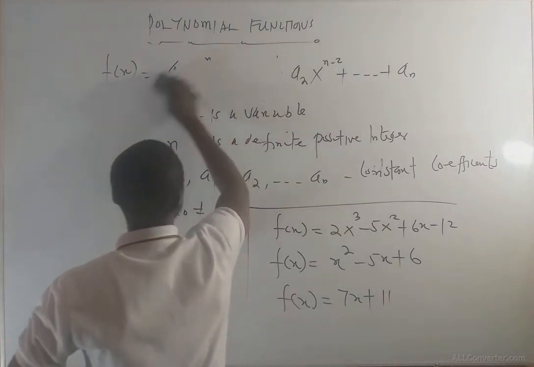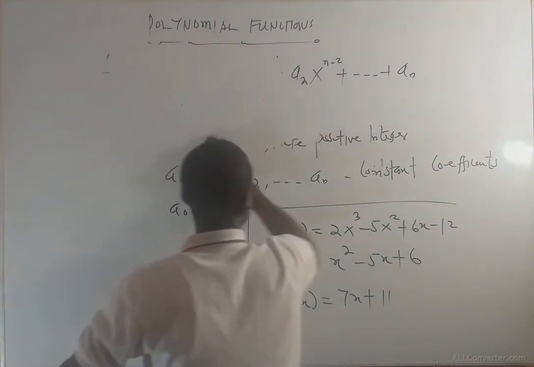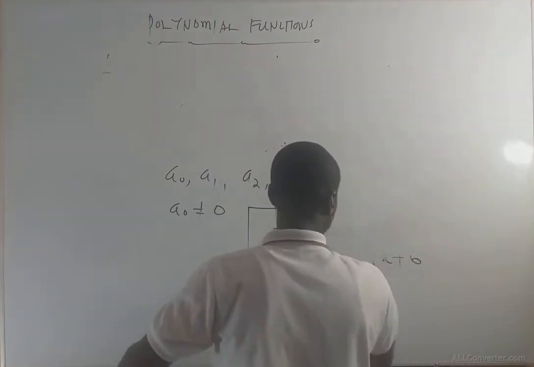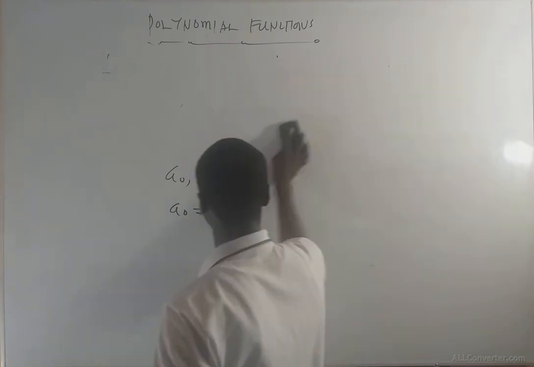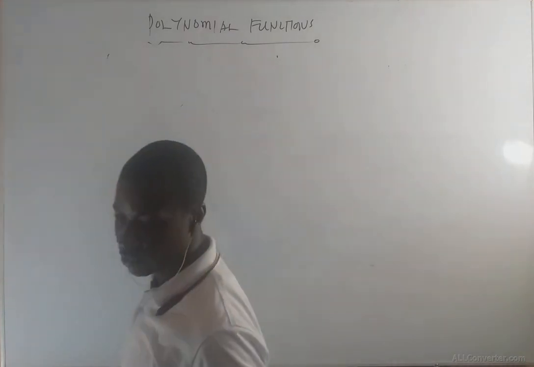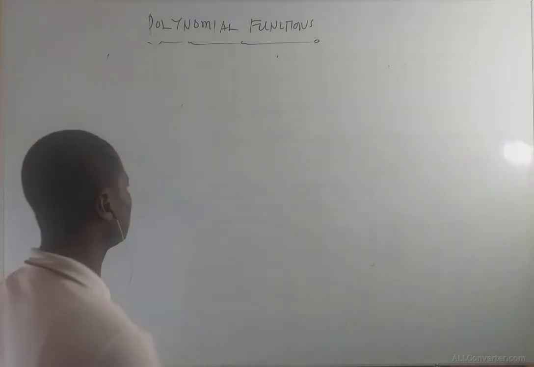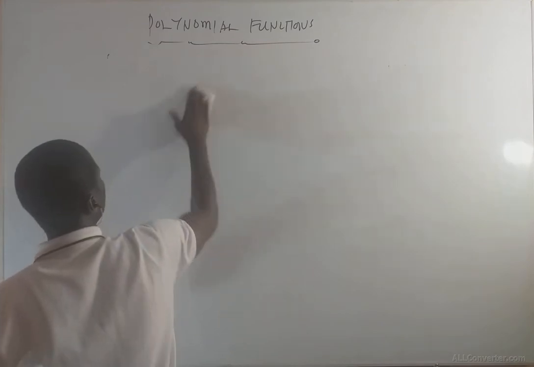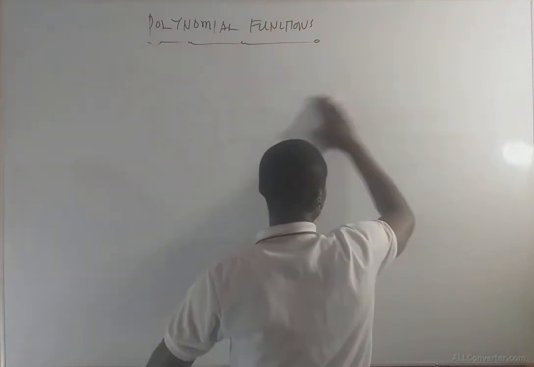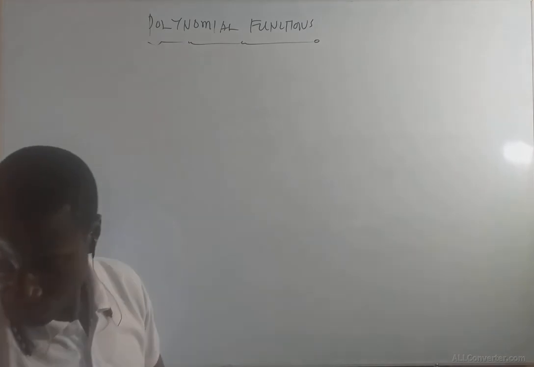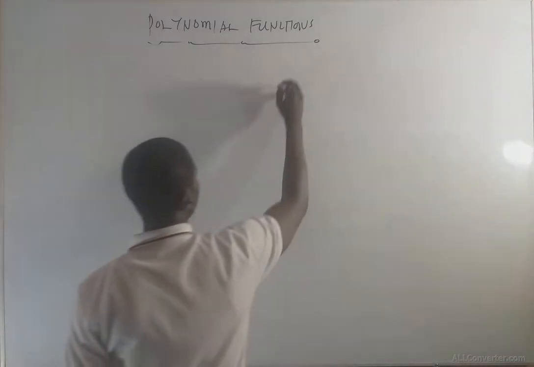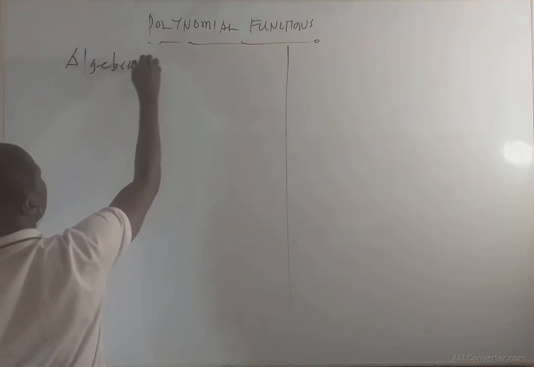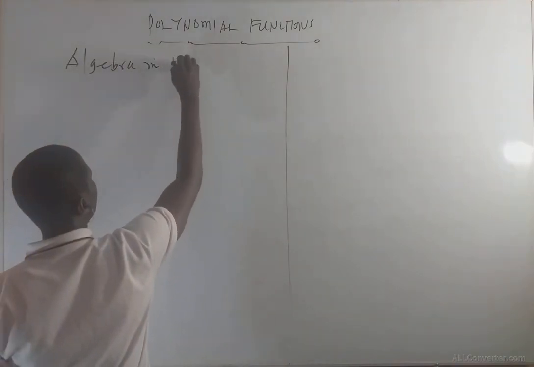Now we are going to consider algebra in polynomials. With the algebra in polynomials, what we are talking about is addition of polynomials, subtraction of polynomials, multiplication of polynomials, and then division of polynomials. So we are going to look at what we term algebra in polynomials.